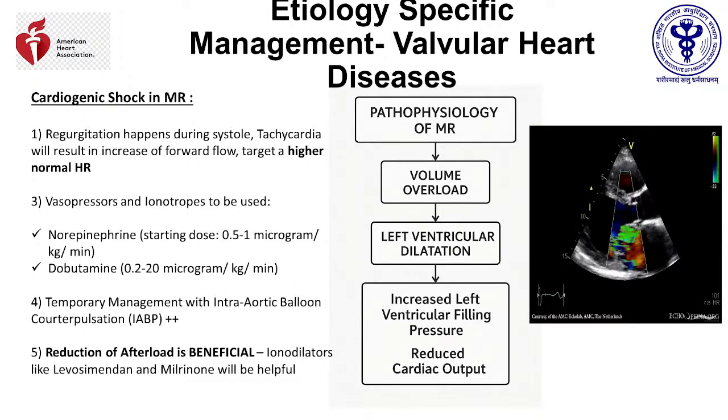So in patients of cardiogenic shock, norepinephrine has been suggested, and as an additional thing, you can consider inodilators like levosimendan and milrinone. They are dilators, so they will reduce the afterload. And IABP has been suggested by the American Heart Association. We'll discuss what IABP is in subsequent slides.